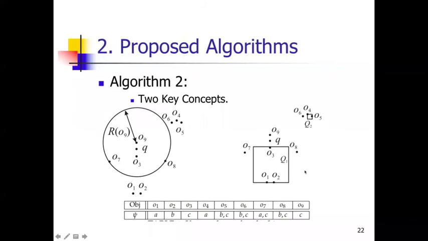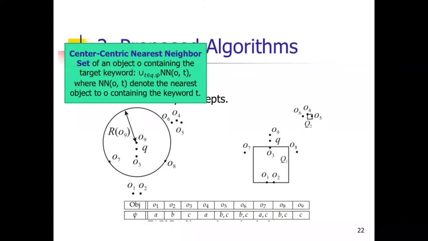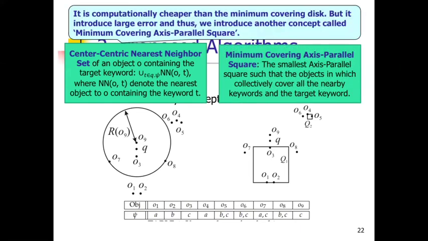Now, let me present algorithm 2. Let me introduce two key concepts first. Let's consider an object O containing the target keyword. Its center-centric nearest neighbor set is the union of the nearest neighbor of O containing the keyword T, for each T in the nearby keywords. Here, NN_O(T) denotes the nearest object to O containing the keyword T. This concept is computationally cheaper than the minimum covering disk, but it introduces large error. Thus, we introduce another concept called minimum covering axis parallel square.